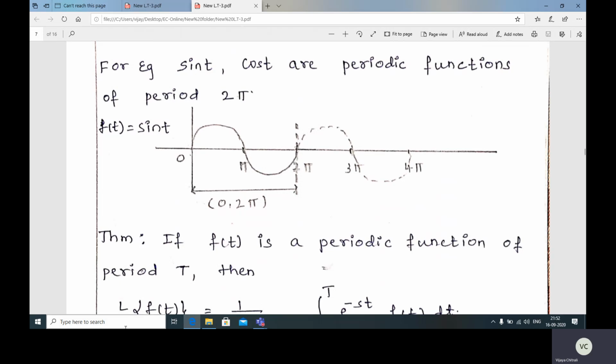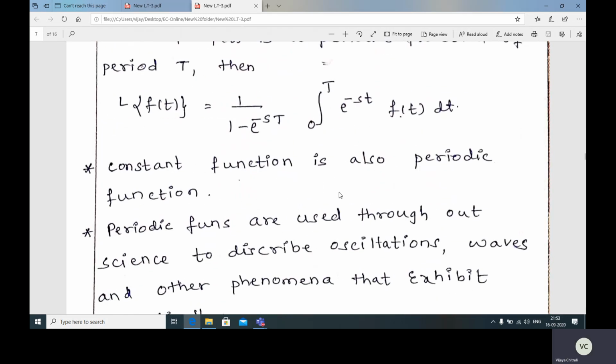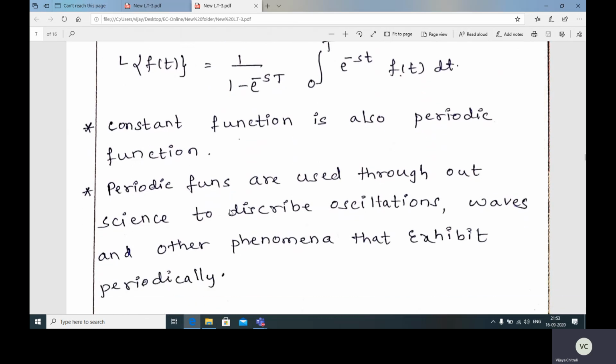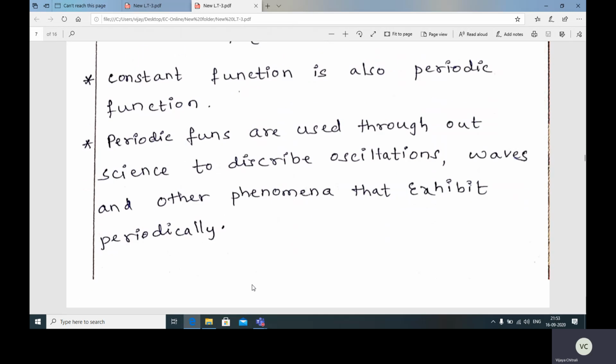So sine t and cos t are periodic functions of period capital T equal to 2 pi. And here a constant function is also a periodic function, for example 2, 3, 5, 8, 10. So all these, A or E or omega, are what here? Constants. So a constant function is also a periodic function. Periodic functions are used throughout science to describe oscillations, waves and other phenomena that exhibit periodicity.